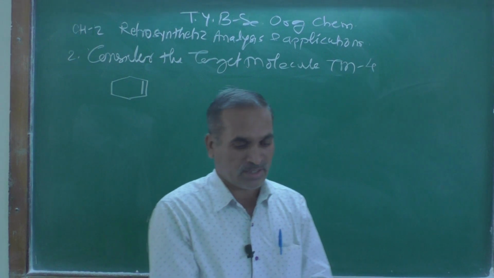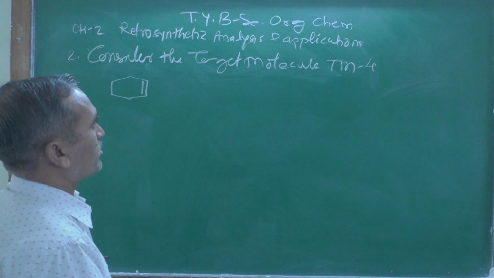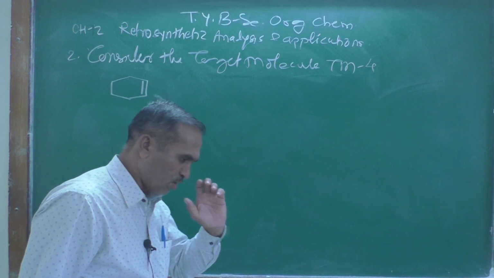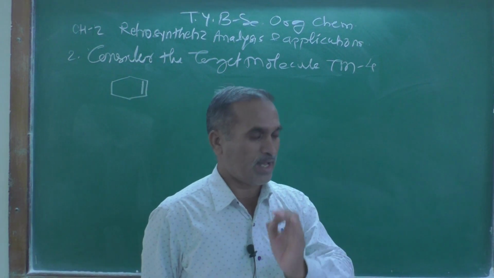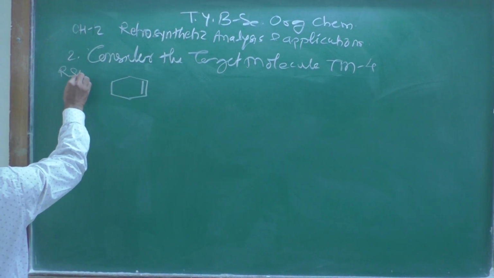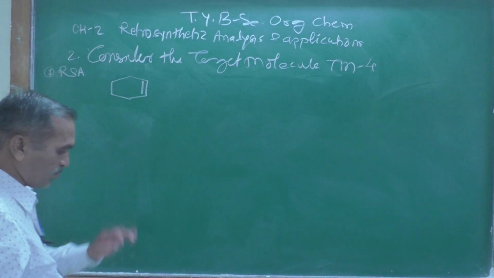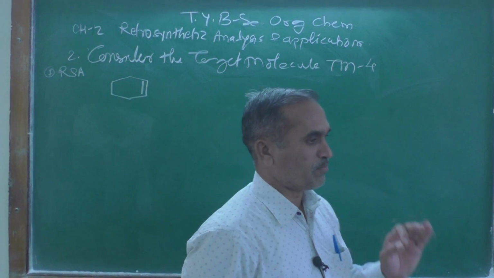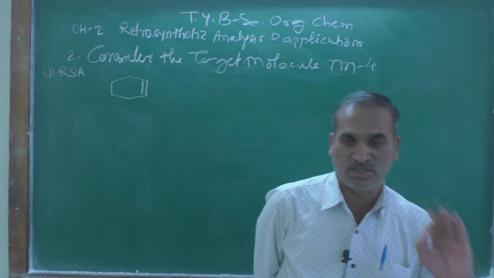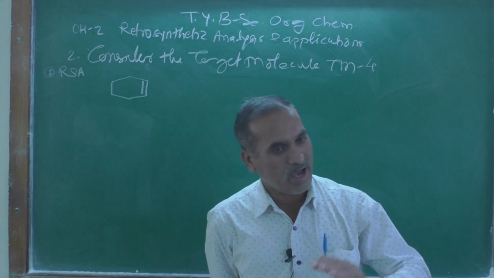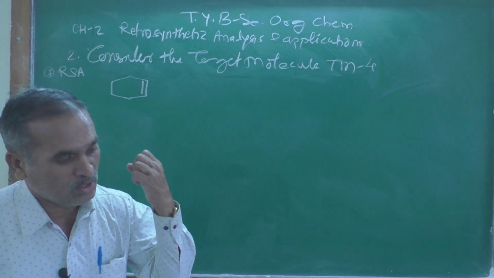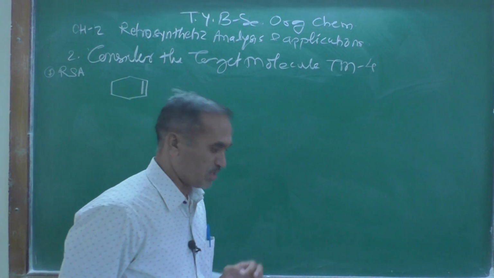So today let us begin with target molecule number 4. See this target molecule. Now, what are the things to consider while doing the retrosynthetic analysis? Suppose this is a question for 4 marks. For the first part, retrosynthetic analysis, the weightage of marks is 1.5. So what are the things you have to analyze? You have to write in the retrosynthetic analysis.